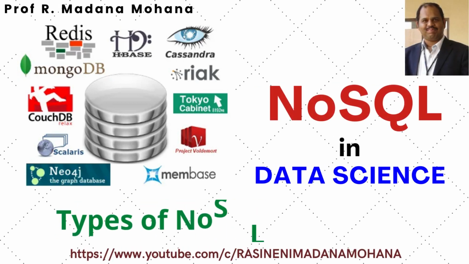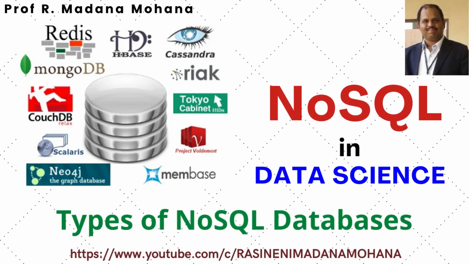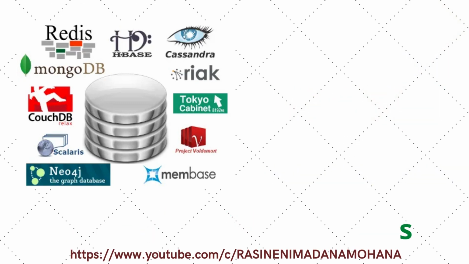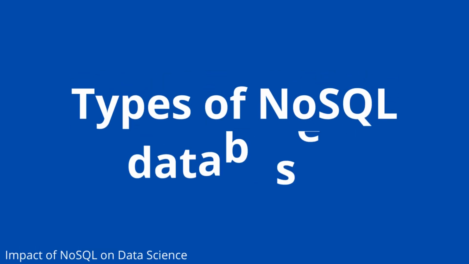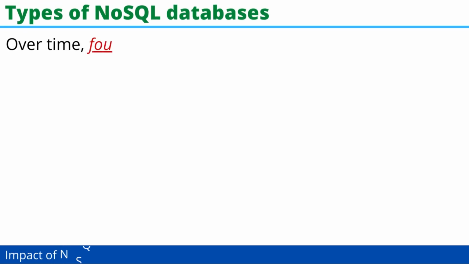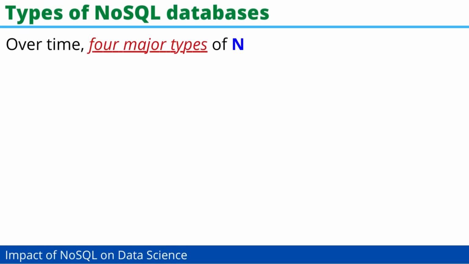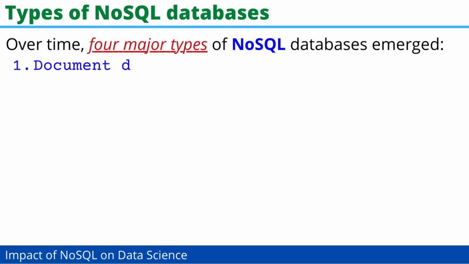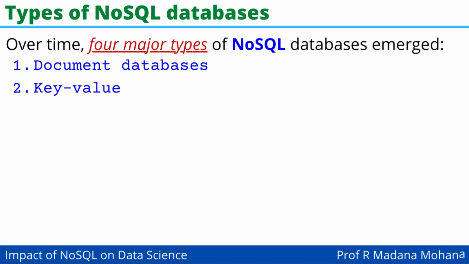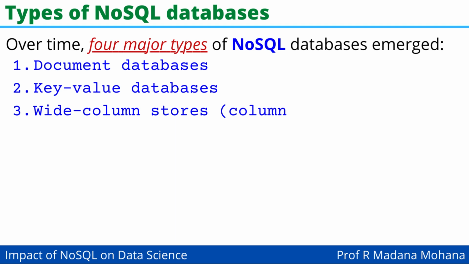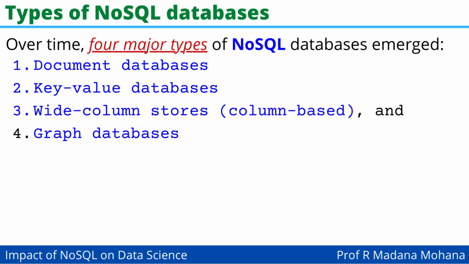Hello. If you want to know various types of NoSQL databases, watch this video. What are various types of NoSQL databases? Over time, four major types of NoSQL databases emerged. The first one is document databases. The second one is key value databases. The third one, wide column stores, also called column based. And the fourth one, graph databases. Let us see one by one.